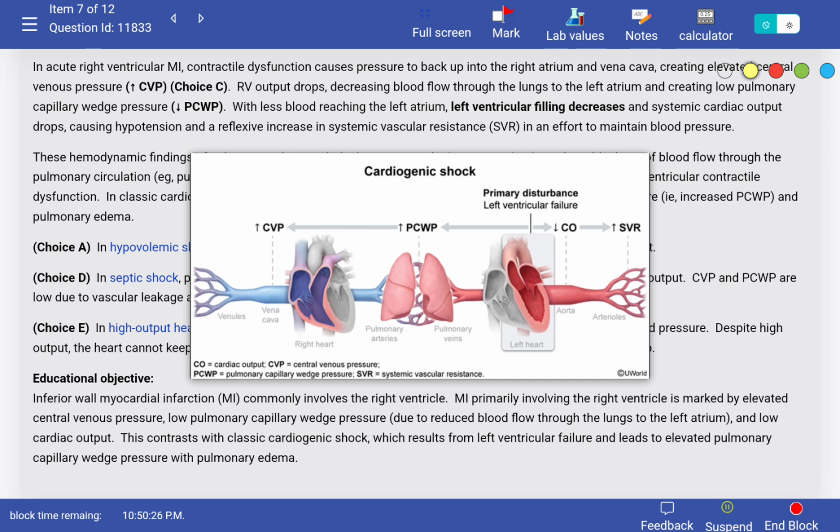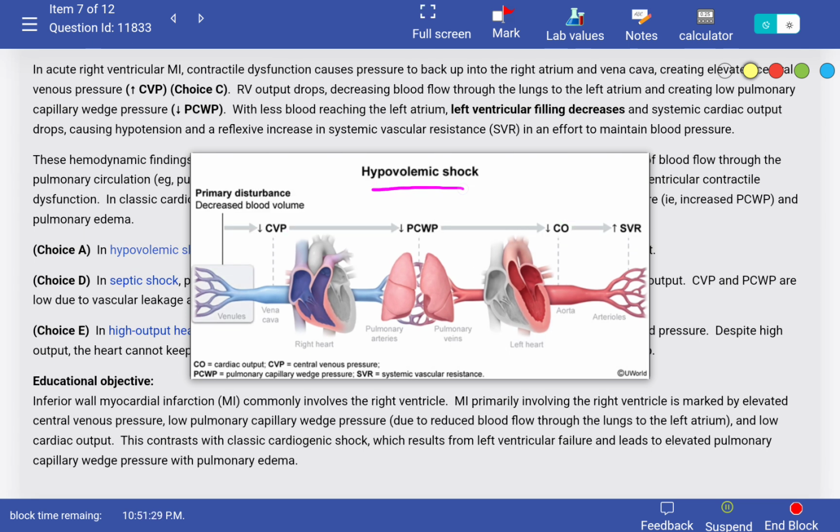I talked about cardiogenic shock. Primary disturbance, left ventricular failure, decreased cardiac output, pulmonary capillary wedge pressure would be increased, central venous pressure would be increased. As a reflex mechanism, SVR would be increased to maintain cardiac output, right?